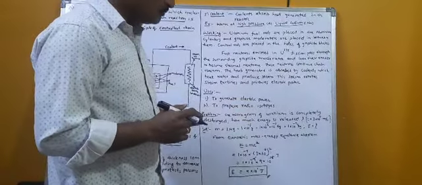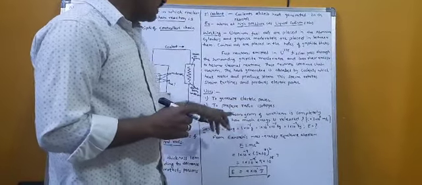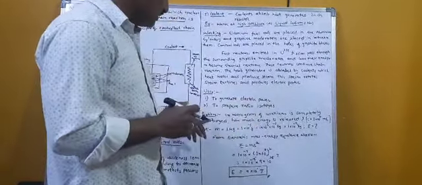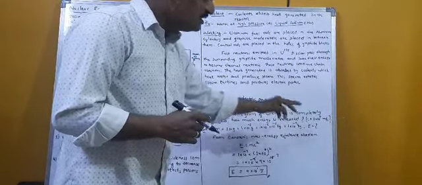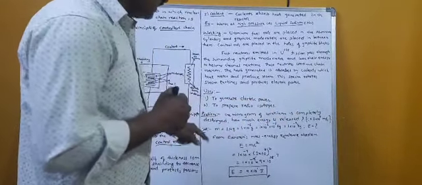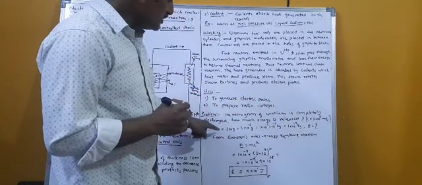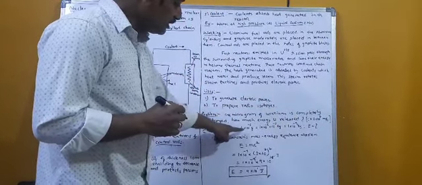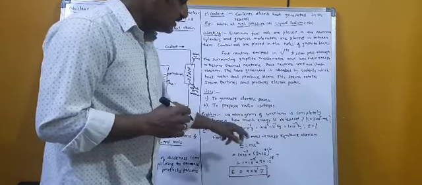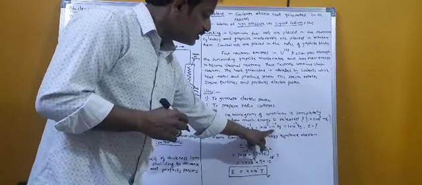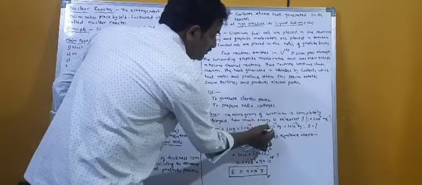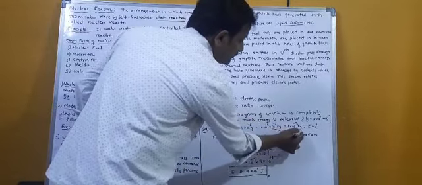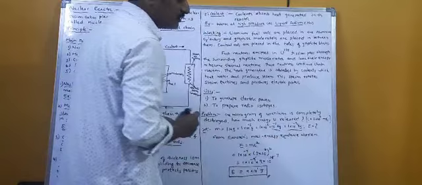Next, we have one problem. If 1 microgram of uranium is completely destroyed, how much energy is released? What is given here? 1 microgram, which is 10 to the power of minus 6 grams. 1 gram is 10 to the power of minus 3 kilograms. Combined, we write 1 into 10 to the power of minus 9 kilograms.